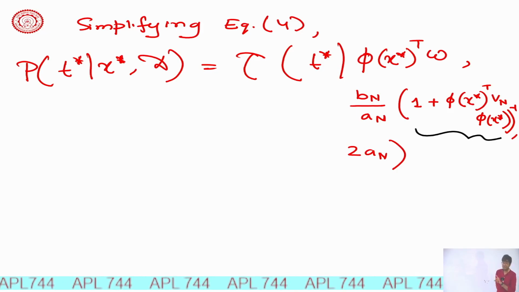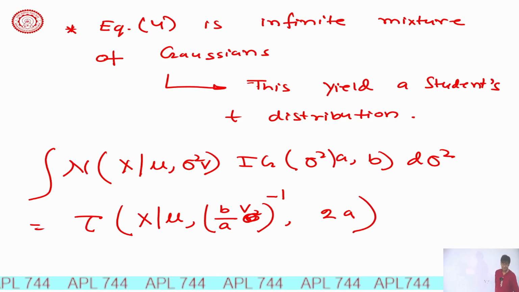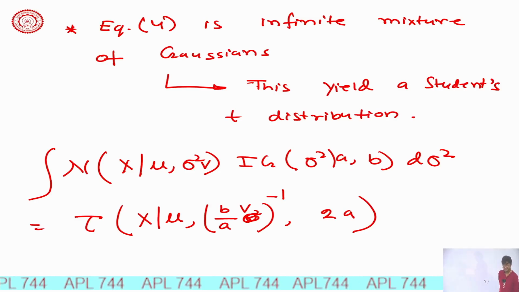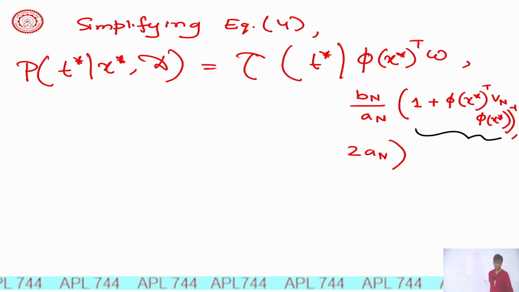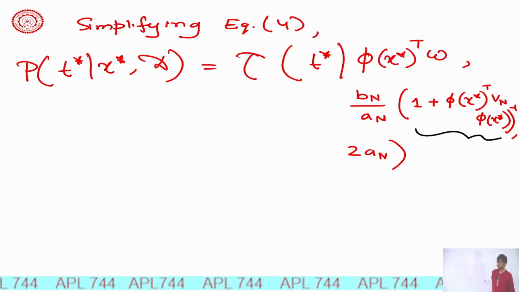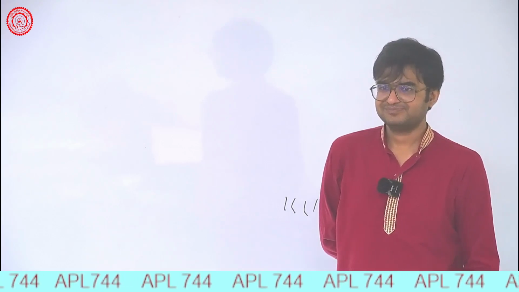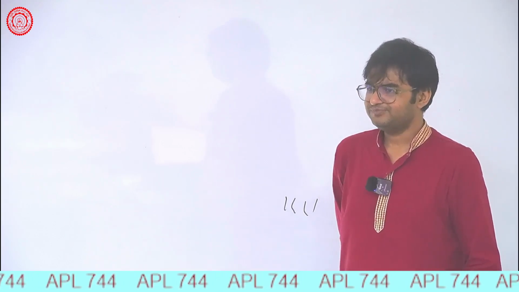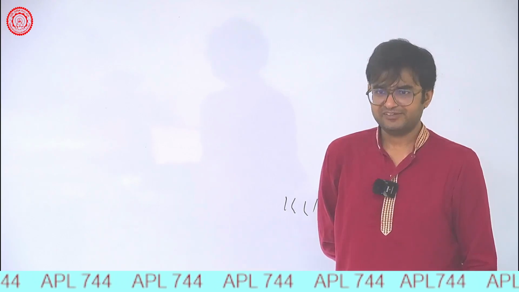Sigma square you are integrating out. Remember, sigma square you are integrating out. So that's why sigma square is not there. Okay. So now what is the second term?